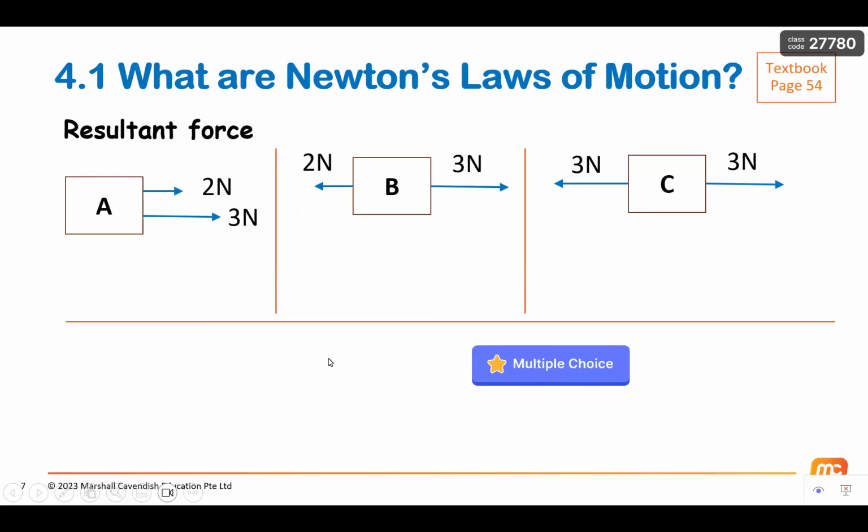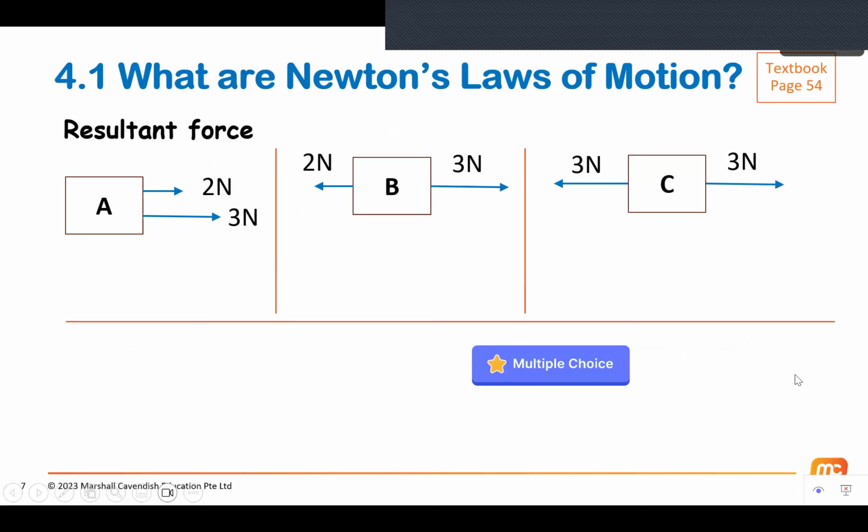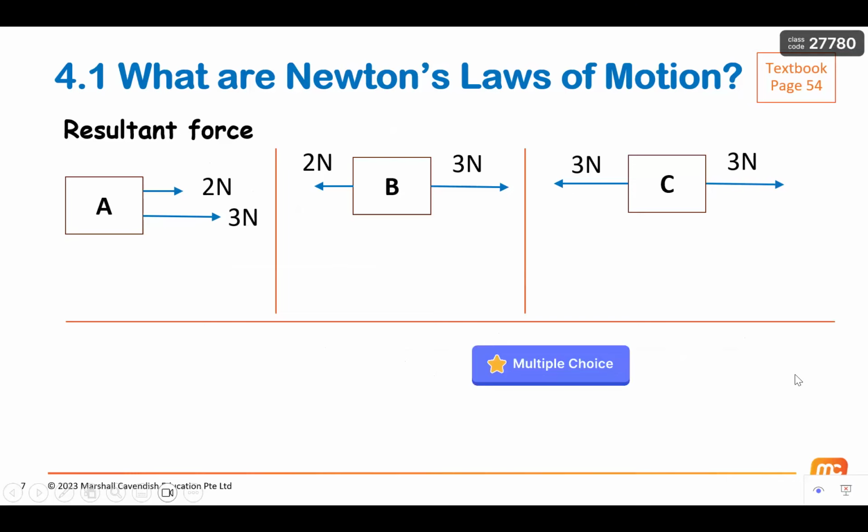Over here, we have boxes A, B, and C, and we have a few forces acting on these boxes. In A, I have 2 newtons and 3 newtons acting in the same direction. So the resultant force is like an overall force. The net force acting on A is the result of both forces acting on it. So the overall force acting on box A will be 5 newtons to the right. And 3 and 2 newtons acting in opposite directions on B will result in a resultant force of 1 newton to the right.